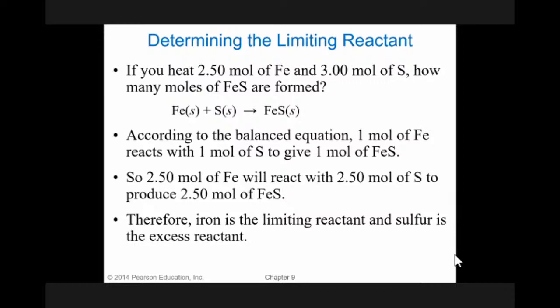So 2.5 mol of Fe will react with 2.5 mol of S, 1 to 1. Therefore, iron is the limiting reactant and sulfur is the excess reactant. You got 3.00 mol of sulfur. So we take 2.5 of the iron, 2.5 of the sulfur. What's left over is an excess. Sulfur, we cannot make any more FeS.